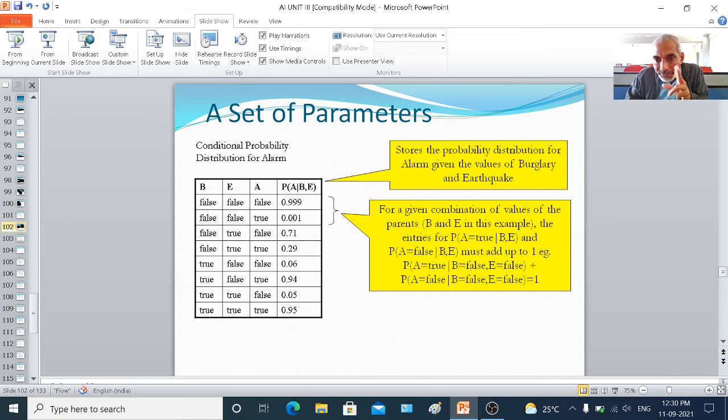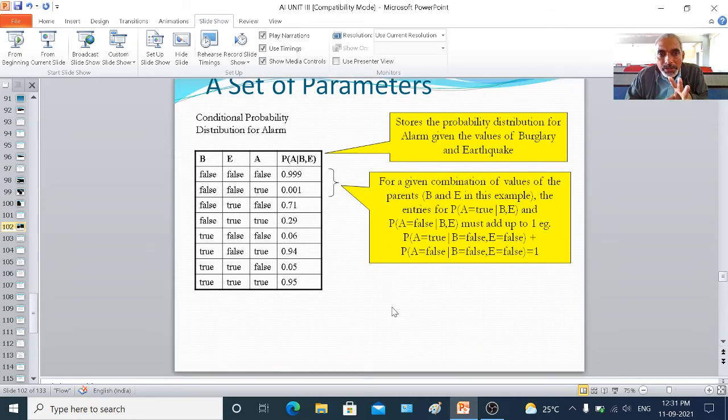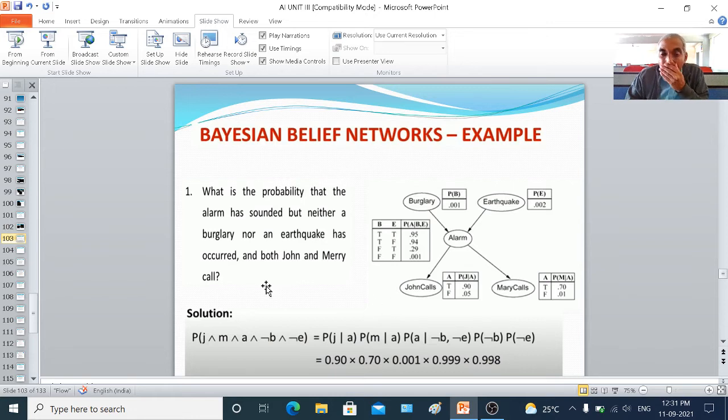Now when you say that there are two events B and E, there are four combinations. Similarly, here for the probability of the alarm not ringing, false, given that B comma E, it is also going to add up. So now we are going to construct a table here, which has 8 values. Right? So this is how the conditional distributions are happening, and we can try to answer the question.